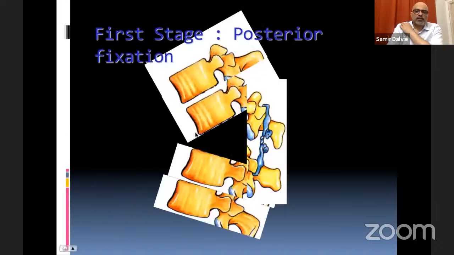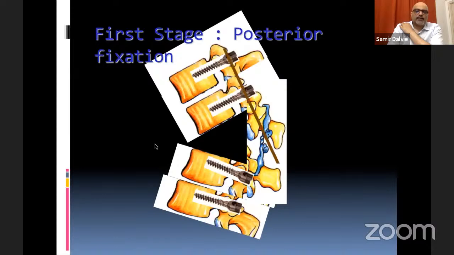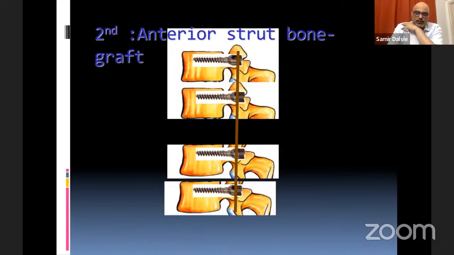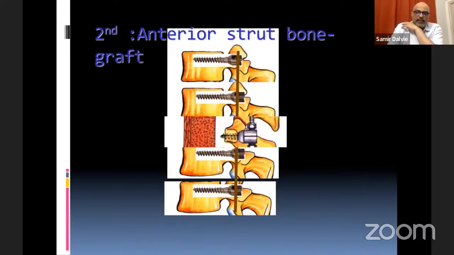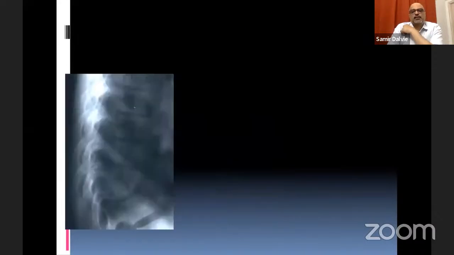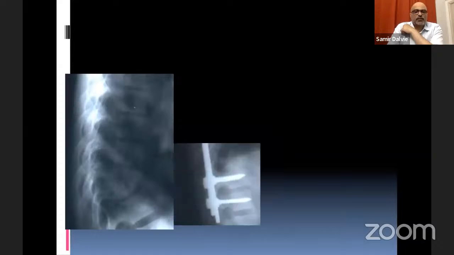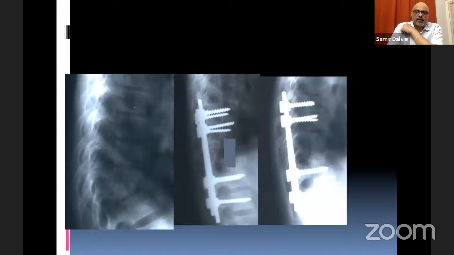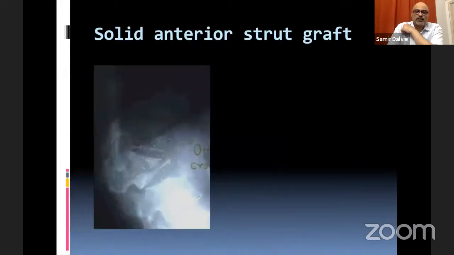So how do we do this? This is a sort of deformity. In the first stage, we do a posterior fixation where we put in the implants, and then we do a cantilever correction. We put in a straight rod, and when you put in a straight rod, there is a correction of the deformity. In the second stage, we put in an anterior strut bone graft to reconstruct. So for something like this, we do posterior fixation first, and then turn the patient and put in a bone graft. And when the bone graft fuses, this surgery has worked.